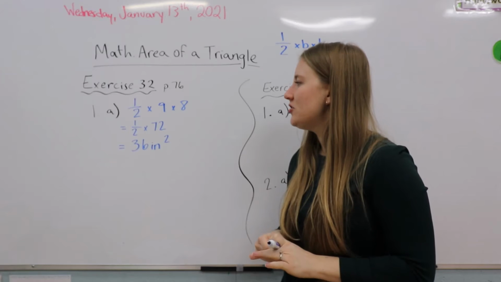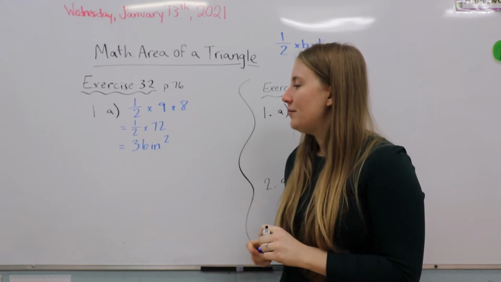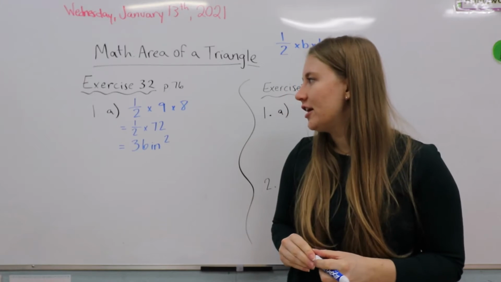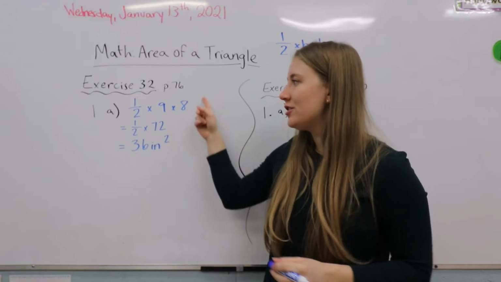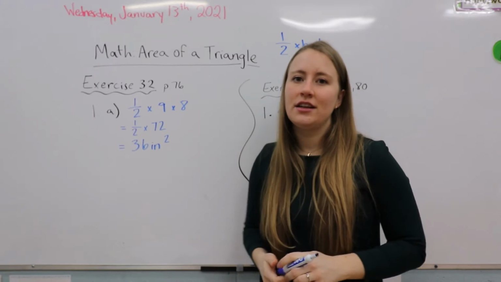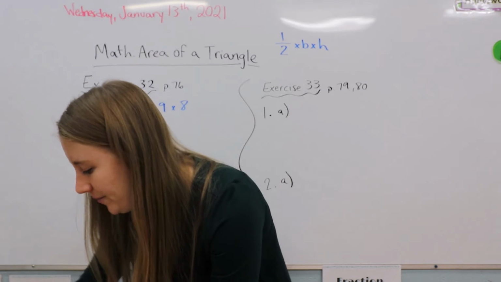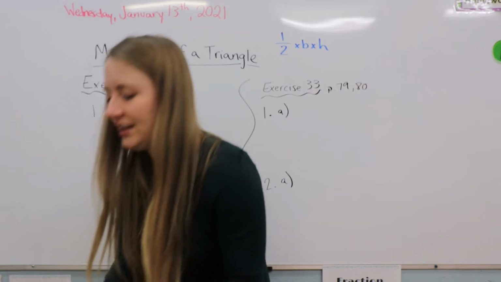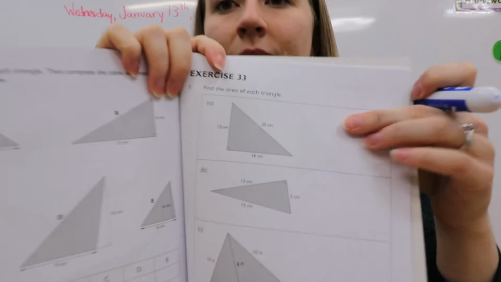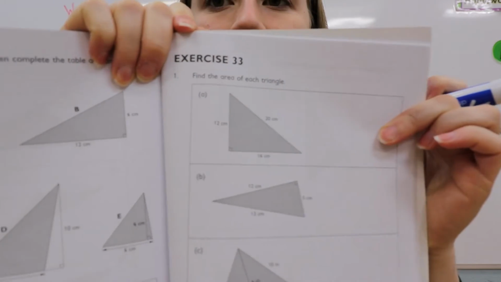That's the first question. Make sure you're remembering to jot your units down. It's also helpful to show all 3 of these steps so that you know what you're doing. Now we're going to flip ahead to page 79. This is the first page of exercise 33.